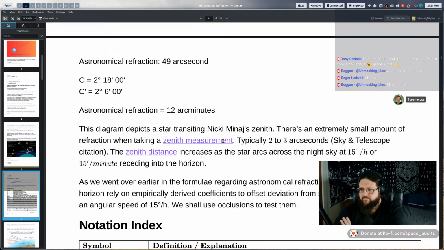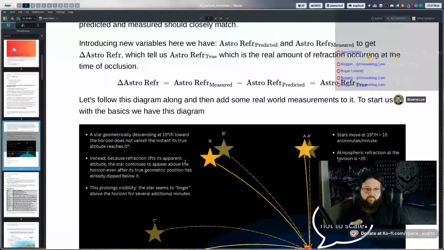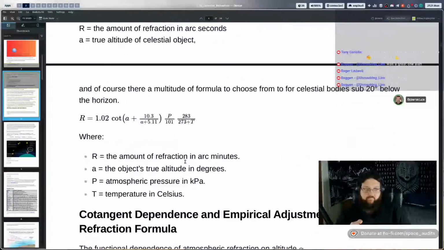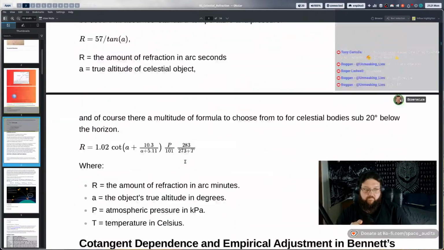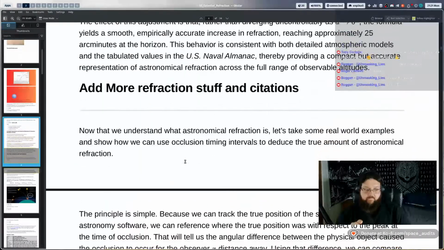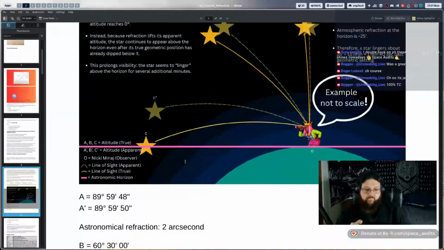Didn't Danny Faulkner, the famous astronomer, who's an anti-flat earther, also agree, or not agree, but was confused as to why someone was incorporating terrestrial refraction when looking at a star?